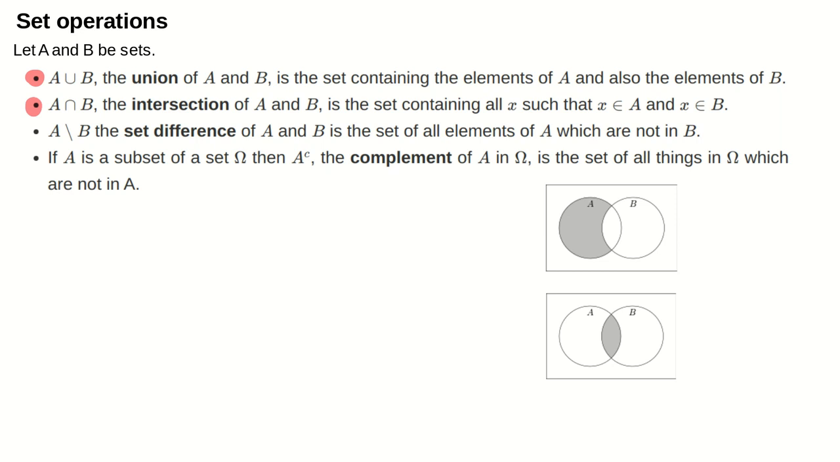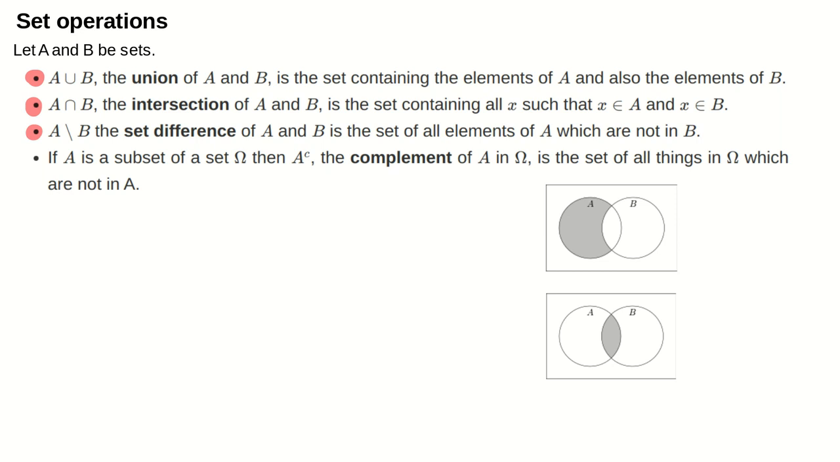The next operation is the set difference, and the set difference of A and B, which we write like this with a backslash, and which we sometimes pronounce as A take B, is the set of elements which are in A but which are not in B.